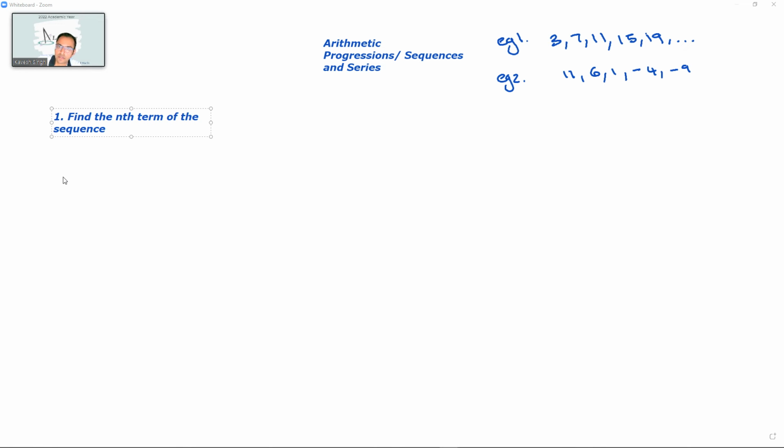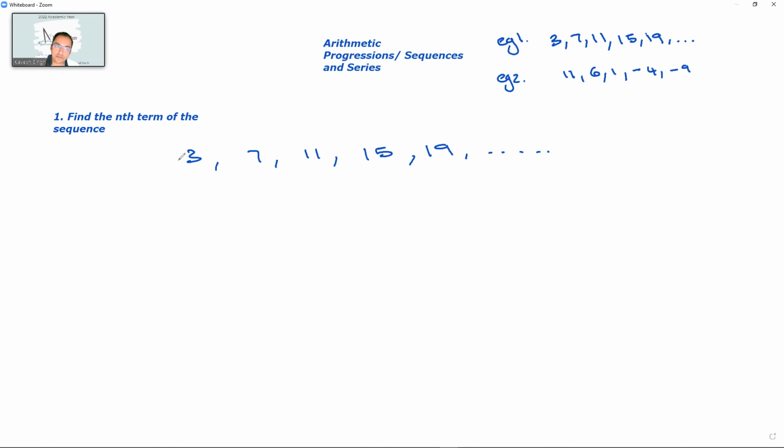And we're looking at example number one. So if we want to find the nth term of the sequence, this is what we've got to do. So example one, I've got 3, 7, let me write it below here. 3, 7, 11, 15, 19.